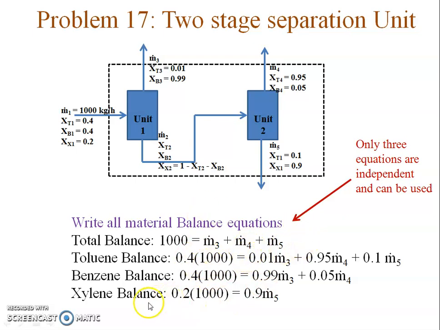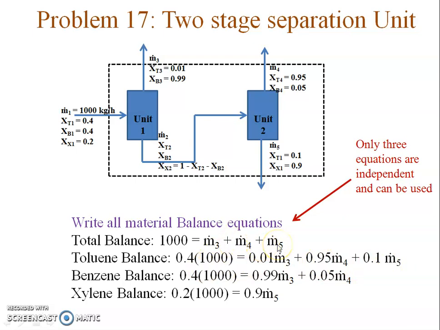Okay, so let's see the xylene balance. It contains only one unknown, M5. So I am going to solve the xylene balance, and then I will get the value of M5. I can put it either in the total balance or in the toluene balance. The toluene balance looks a little lengthier, right? So I'm going to use the total balance now.